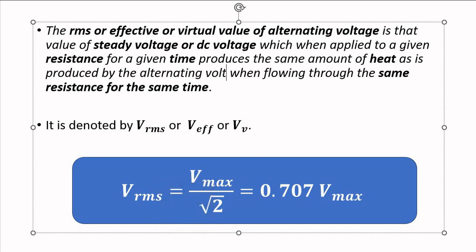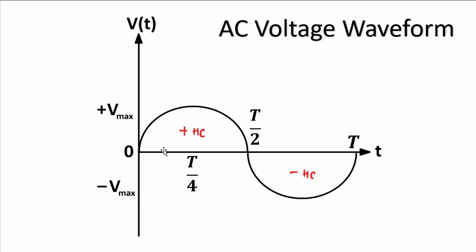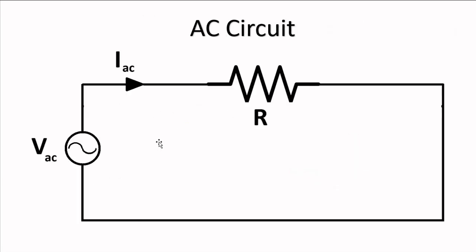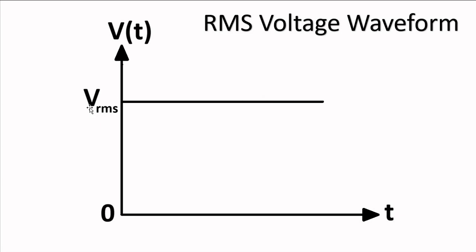This is alternating voltage. Alternating voltage applied to the same resistance for the same time. What it essentially means is that suppose this AC voltage is applied for the entire cycle, for duration t equal to capital T seconds, and this equivalent RMS voltage is also applied for the same duration, T seconds.